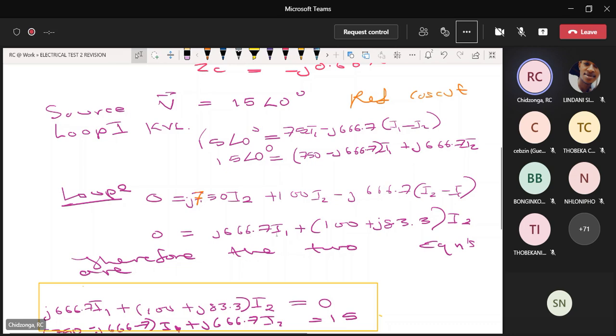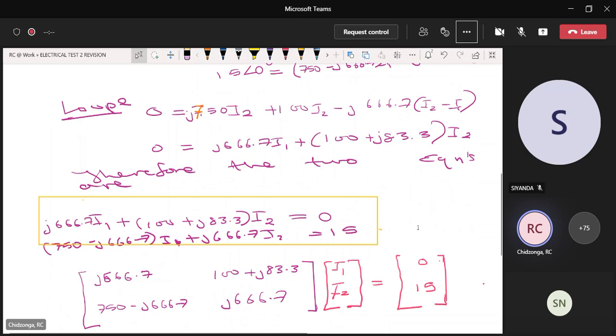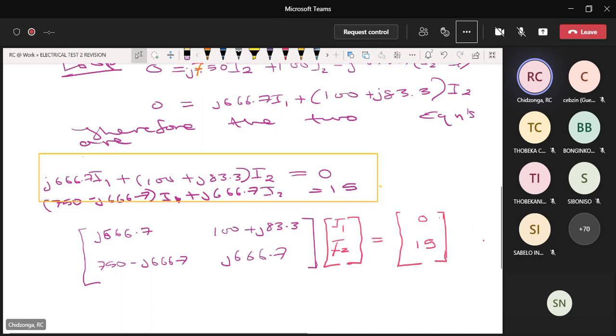J66.7 times I1 plus 100, the real part, and then this is 750 positive. The I2 term, this is going to give you 666.7 negative. So you add those two, you get plus J83.3. So this is the second equation. And then I put the equations together right here. Right? The first equation is at the bottom. The last equation is at the top.